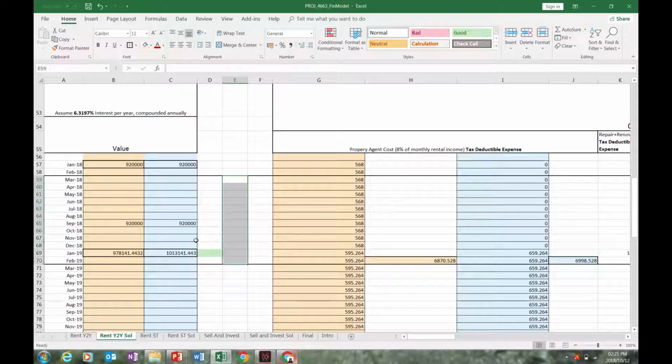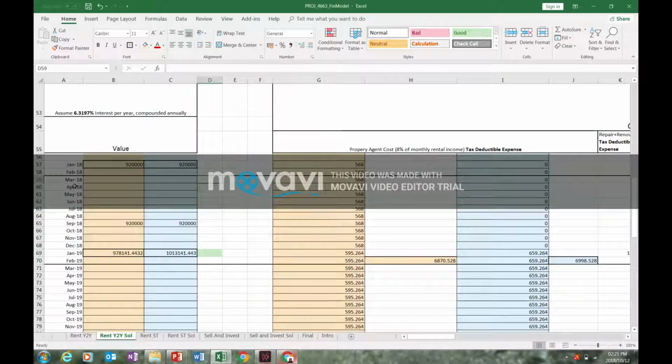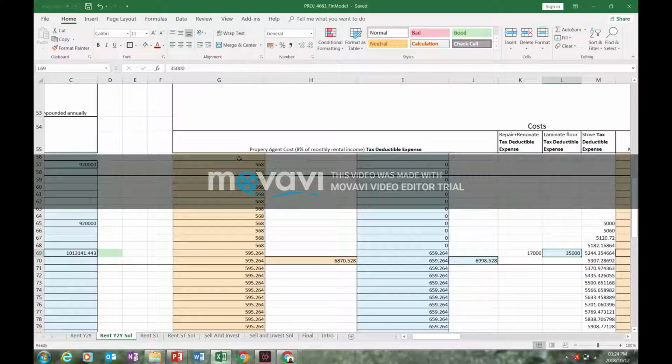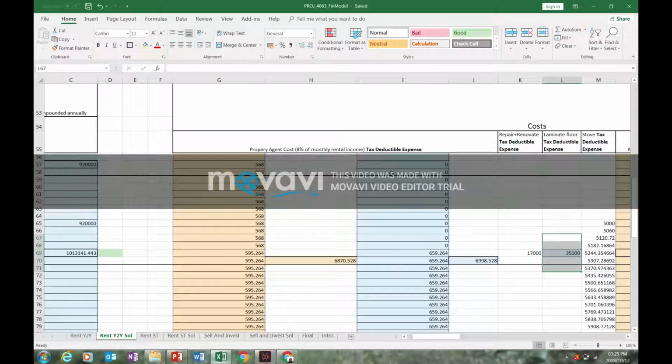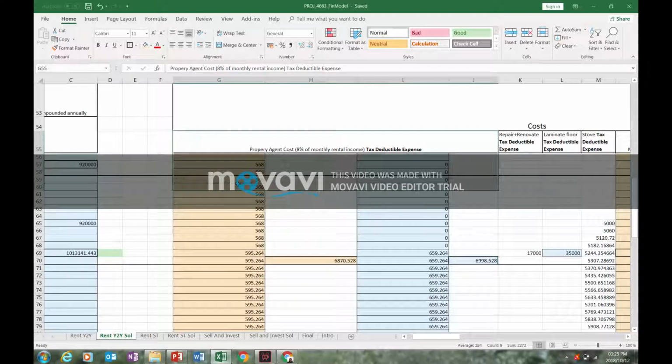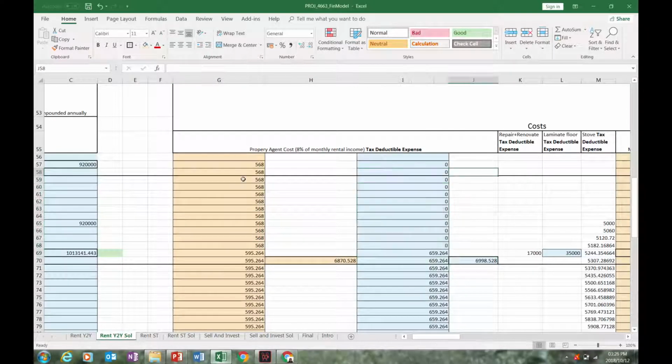These black lines represent the entire tax year, which starts in March this year and ends on February the following year. The property agent takes 8% of the monthly rental income. Due to the 35,000 Rand for laminating the floor increasing the monthly rental income, it also increases the property agent cost. Therefore, there are two columns. Orange represents not laminating the floor, and blue represents laminating the floor. These principles are followed throughout this entire scenario.